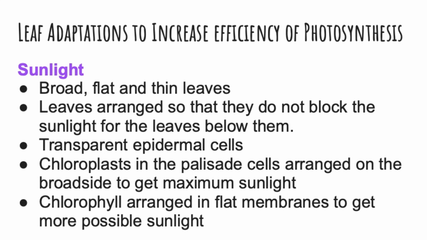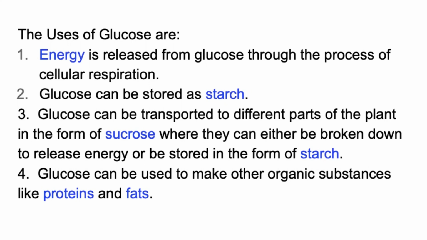For sunlight, they have broad, flat, and thin leaves, and the leaves are arranged so that they do not block the sunlight from the leaves below them. They have transparent epidermal cells so that the sunlight can go through. Chloroplasts in the palisade cells are arranged on the broad side to get maximum sunlight, and the chlorophyll is arranged in flat membranes to get as much sunlight as possible.